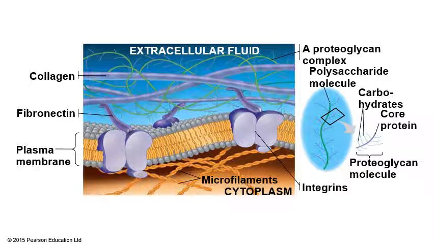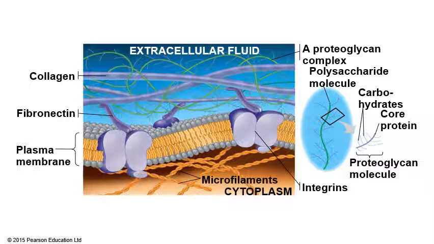This one showing you the model for extracellular matrix. So we can see plasma membrane, and through the plasma membrane we can see integrin protein. Integrin proteins are embedded through that plasma membrane.